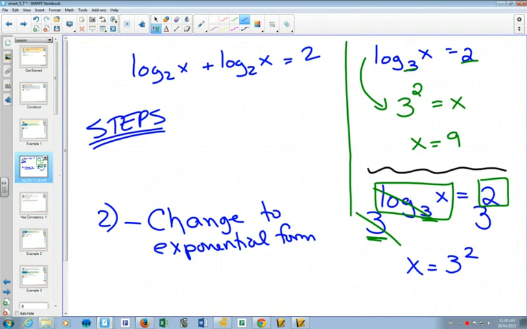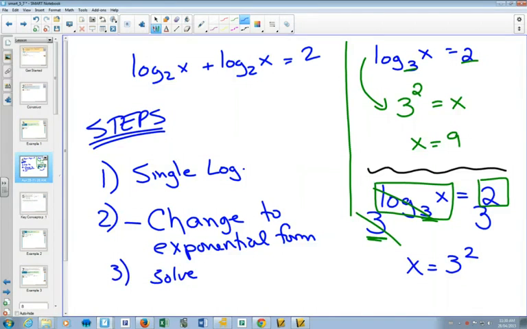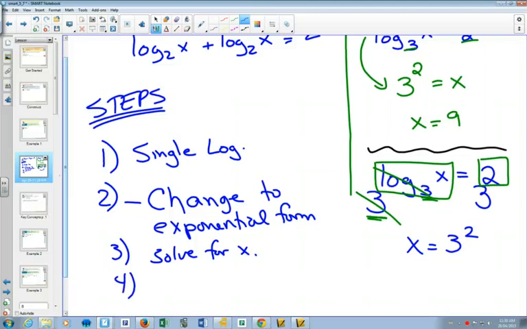Well, in order to change it to exponential form, we need to first have a single log. If we have a single log, then we'll be able to change it to exponential form. And then once we've changed it to exponential form, it will be easy to solve for x. You'll use all your skills from previous years for solving for x. And the last thing you have to do with all log equations is check for extraneous roots.